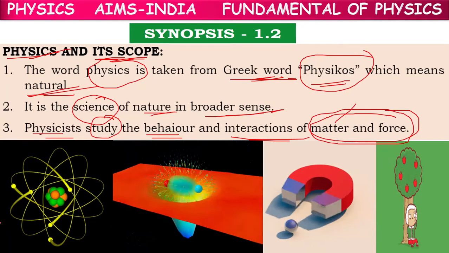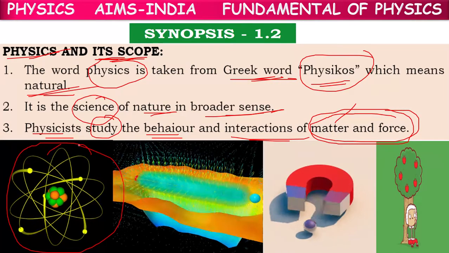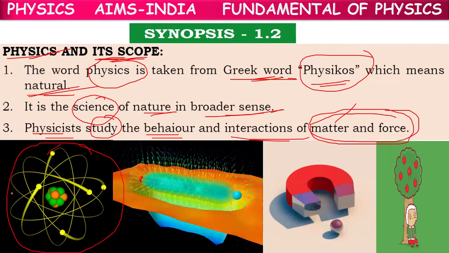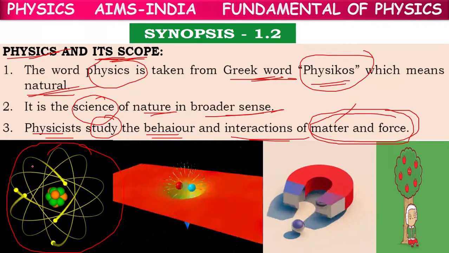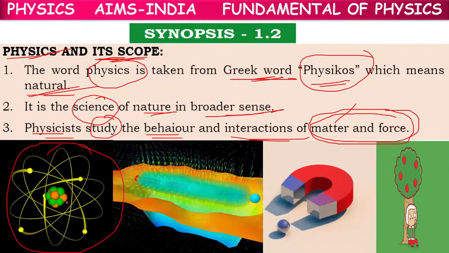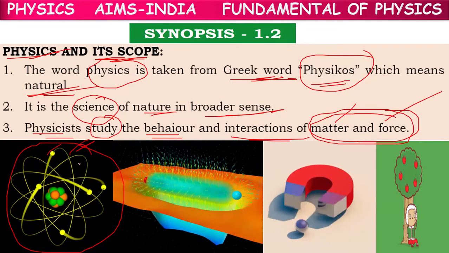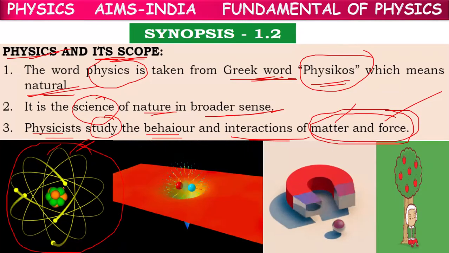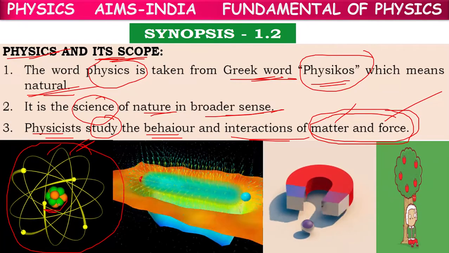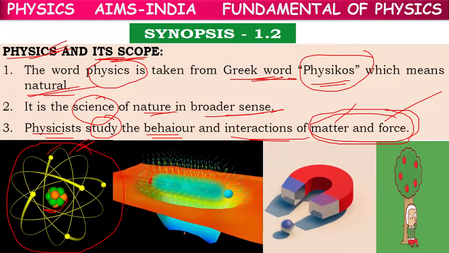Suppose if you observe this, this is an atomic model. There are so many atoms and molecules, and they will be moving in some orbits. They move like that because of some forces. Studying about this atom and the forces which are making them move around in the orbits is called physics.